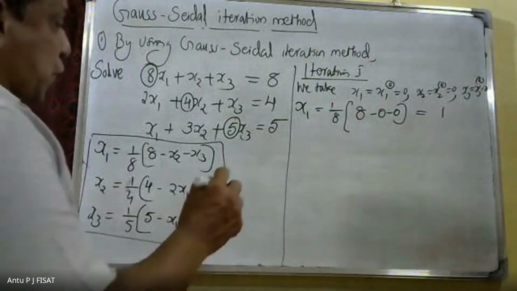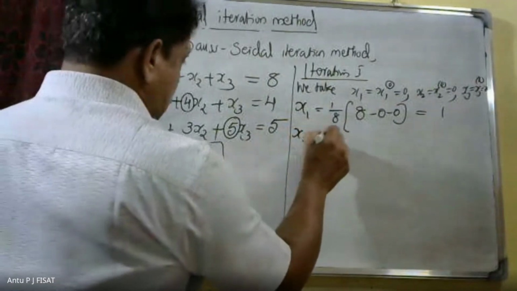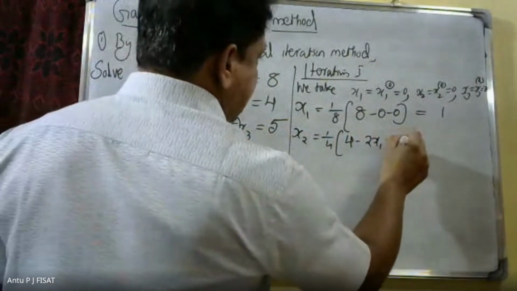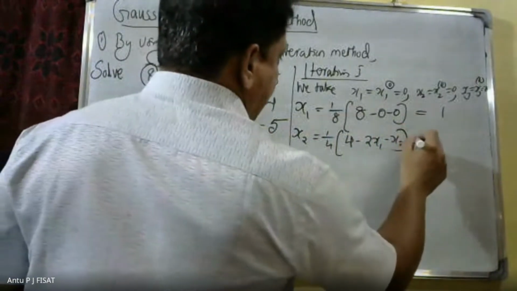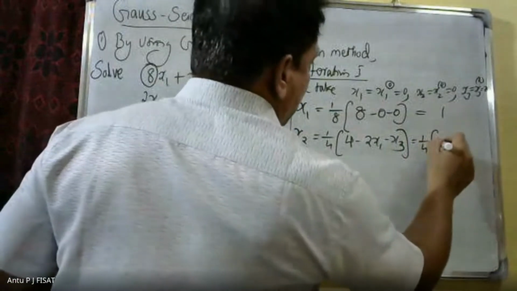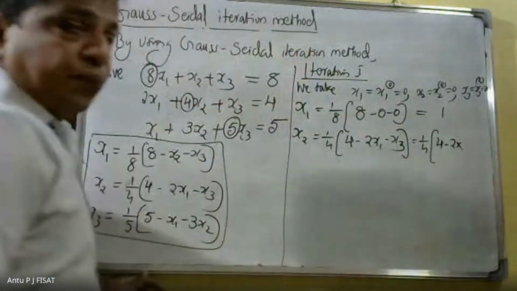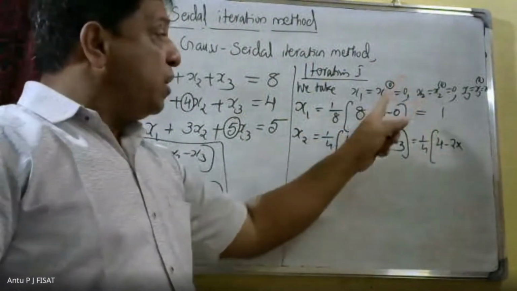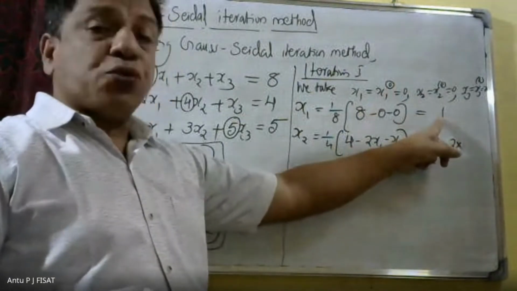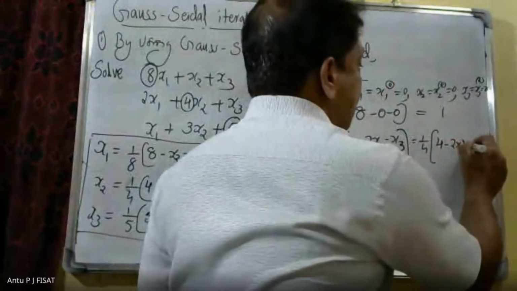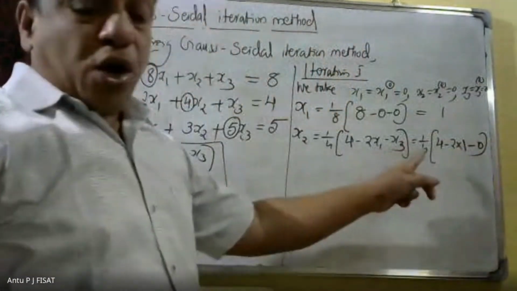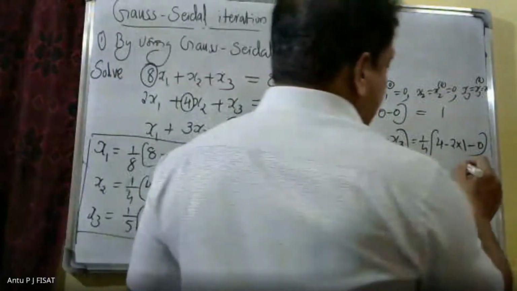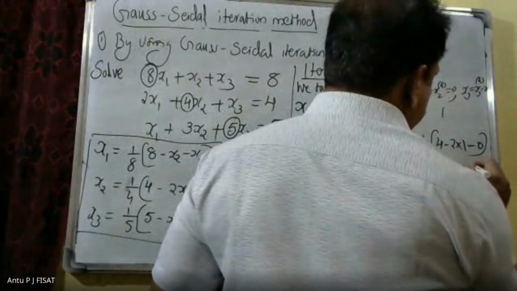Then, find the value of x2. In this equation, x2 is equal to 1/4 (4 - 2x1 - x3). That is 1/4 (4 - 2 into...). Here we do not substitute the value of x1 as 0. Instead of that, we substitute the updated value, which is 1. Then x3 is equal to 0. Therefore, 1/4 (4 - 2 into 1). The answer will be 0.5.